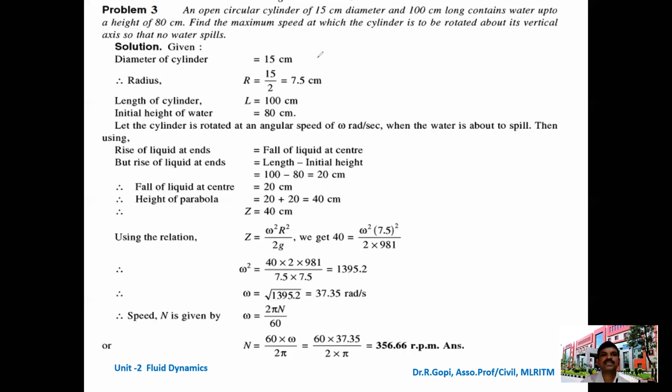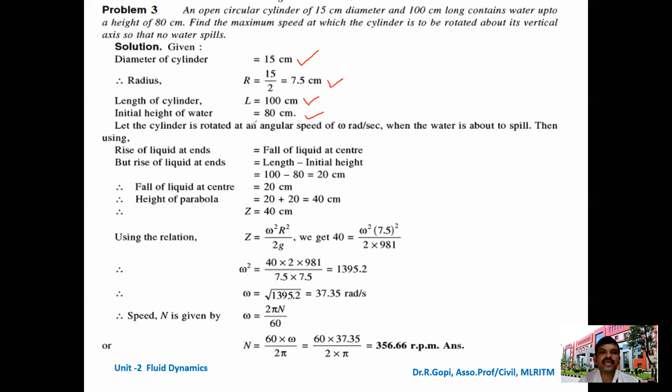Now we will see one by one. What is the diameter of the cylinder given? 15 centimeter. Radius is 15 by 2, 7.5 centimeter. Next, length of the cylinder: 100 centimeter. Initial height of water: 80 centimeter. So these are all the data given.